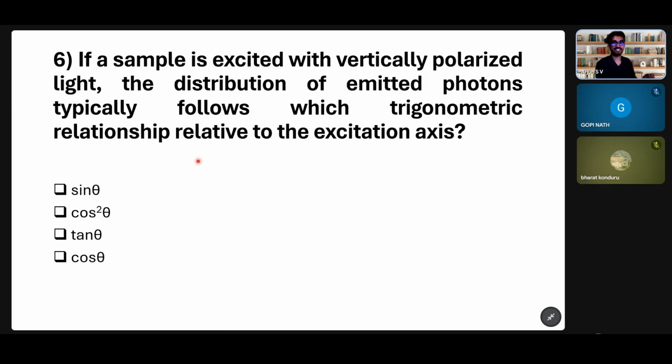If a sample is excited with vertically polarized light, the distribution of emitted photons typically follows which trigonometric relationship related to the excitation axis?